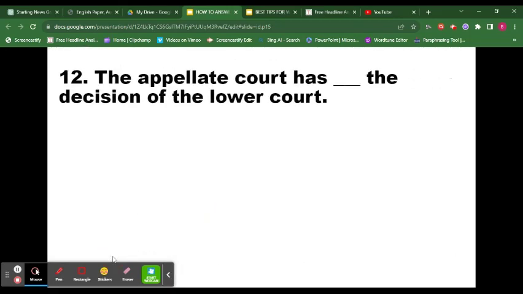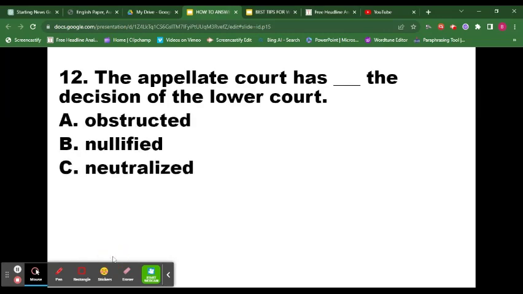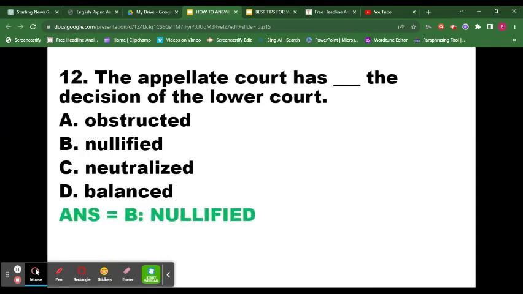Question 12. The appellate court has blanked the decision of the lower court. Of course, what we call dash, it can be called blank. We are looking for an appropriate word to fill in that blank space. A, obstructed. B, nullified. C, neutralized. And D, balanced. The appellate court has dashed the decision of the lower court. Of course, the legal term is nullify, declared null and void. So the answer is B, nullified.